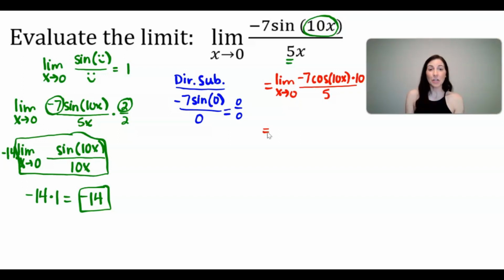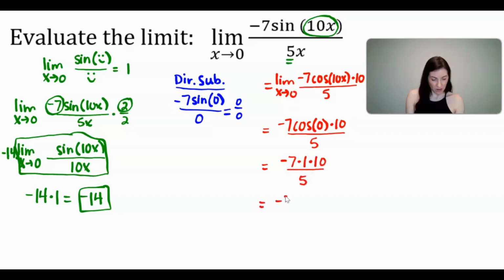Now I can use direct substitution. Direct substitution would give me -7 times cosine of 0 times 10, all divided by 5. The cosine of 0 is 1, so I would have negative 7 times 1 times 10 over 5, or negative 70 divided by 5. And guess what negative 70 divided by 5 is? You guessed it, negative 14. So we got the same answer using L'Hopital's rule as we did by using a special limit.